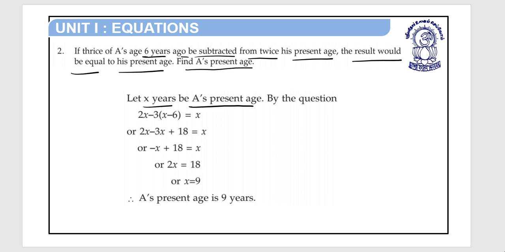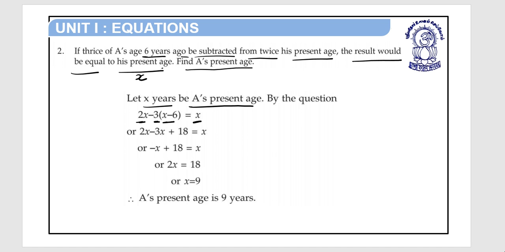By the equation, present age is x. So twice the present age is 2x. Thrice of A's age 6 years ago means 3 into x minus 6. This is subtracted from twice his present age, and the result would be equal to his present age.